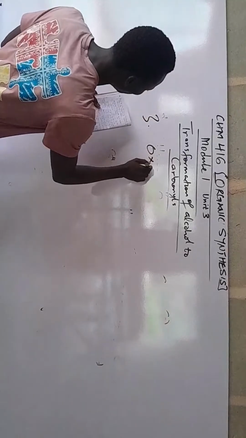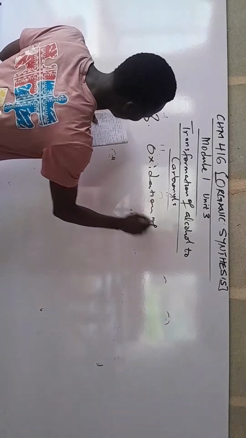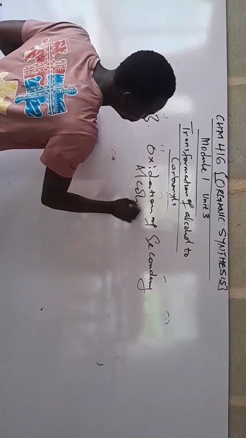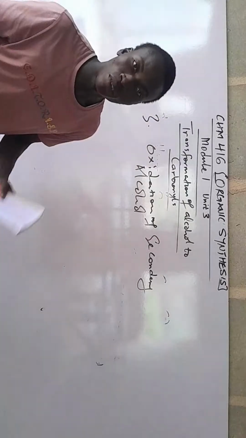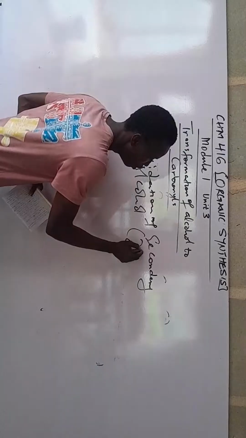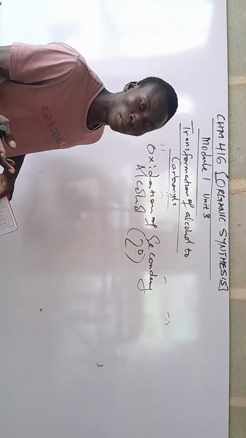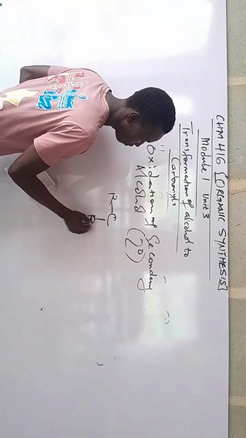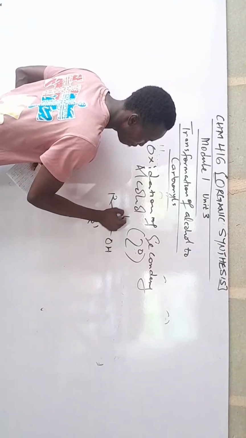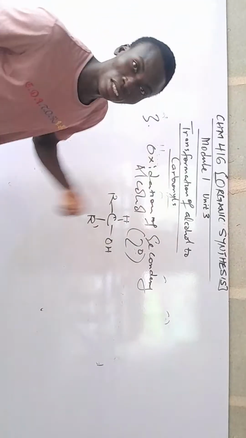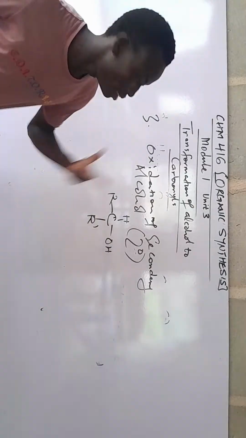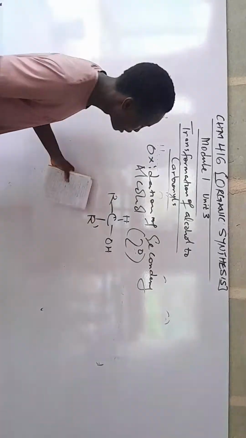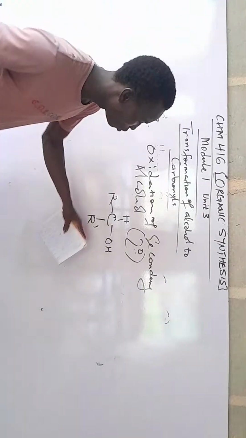Number 3, oxidation of secondary alcohol. Remember, this is very important. Secondary alcohol, which is 2 degree, has 2 alkyl groups per carbon atom. So we have C, R, OH, and H in this place. The H in this place is the one we want to replace. That is why we call them secondary alcohol: they have 2 alkyl groups per carbon atom with 1 hydrogen and 1 hydroxyl.